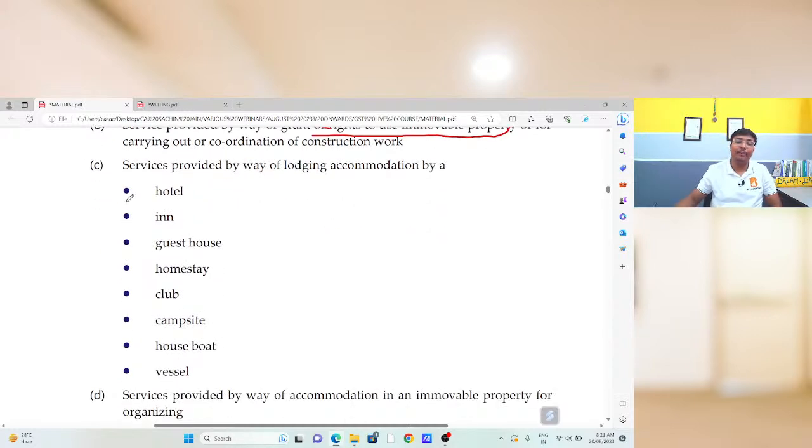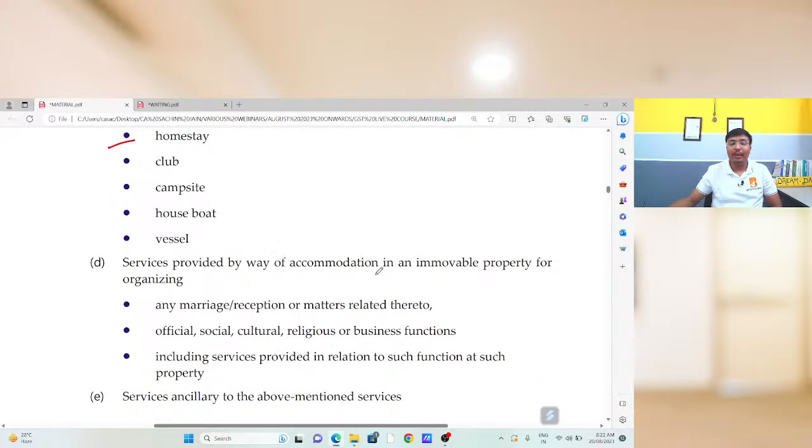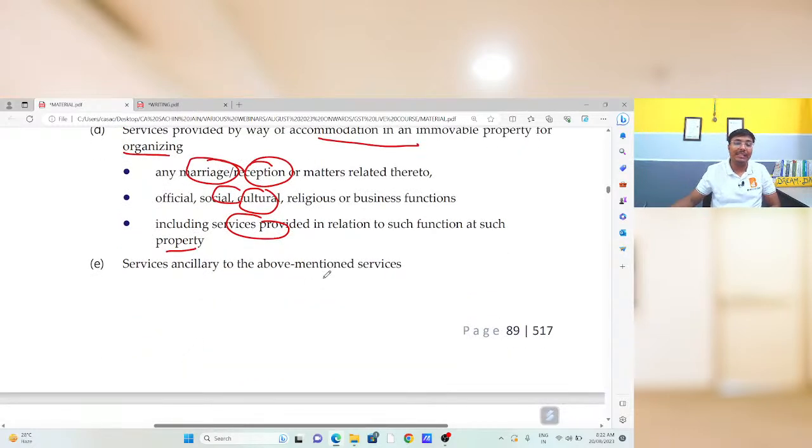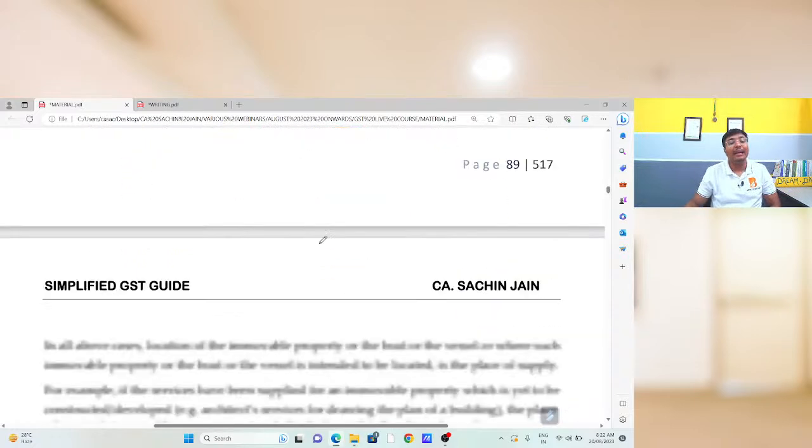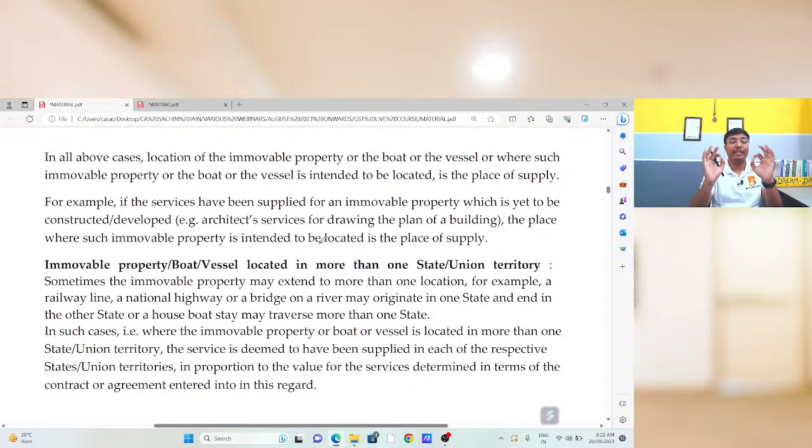And services provided by hotel, inn and guest house, home stay, club. Services provided by accommodation in an immovable property for organizing any marriage, reception, any cultural or business event, and services provided in relation to functions at such properties, and services ancillary to the above mentioned services. In that case, we need to decide the place of supply, and in all those situations, the place of supply will be the location of the immovable property. So logically, we had already covered this. Now we are going to discuss from the provision of law.